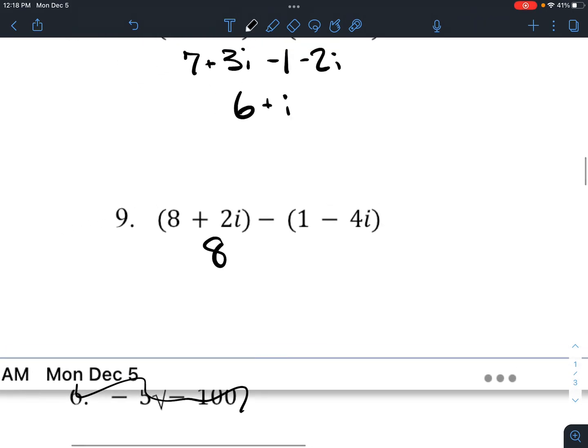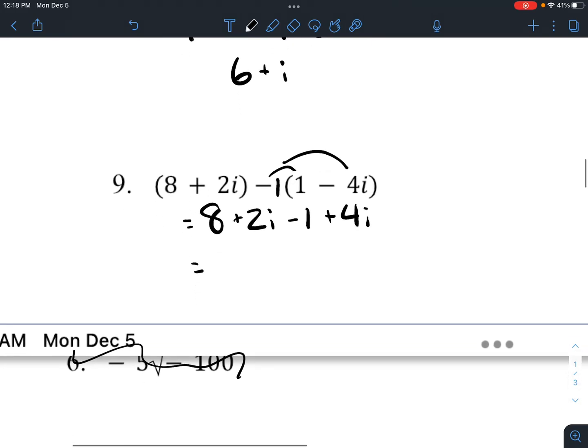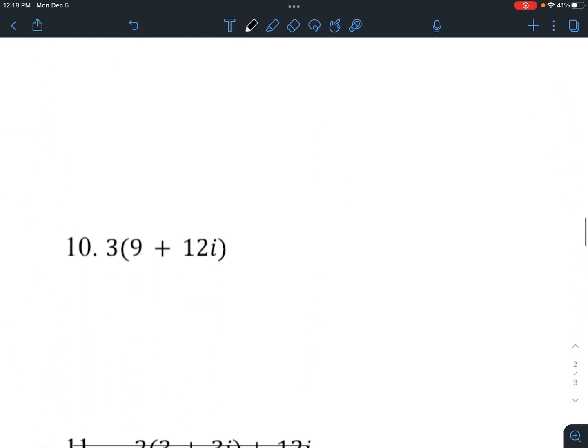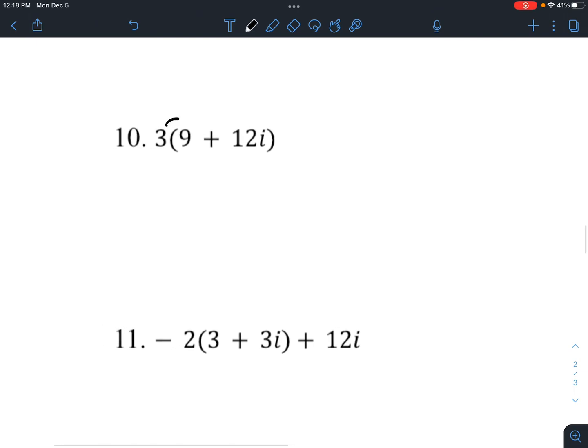As we keep on moving down, we're going to do the same thing. We're going to distribute. So 8 plus 2i. We could rewrite this as -1. So we're going to have a -1 and then a plus 4i. As we keep on going, we just combine like terms. So 7 plus 6i. In this case, all we're doing is distributing. When we have a number, you just multiply. So we're just going to have 27 plus 36i. And that is as simple as that.